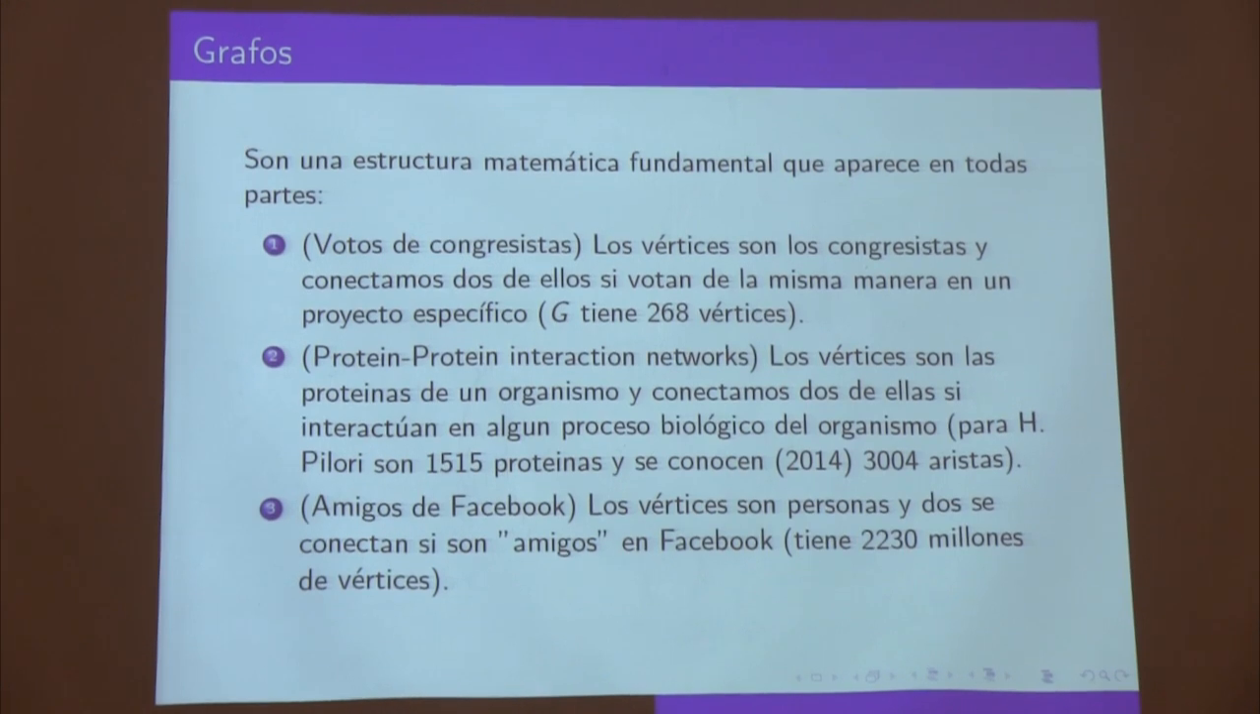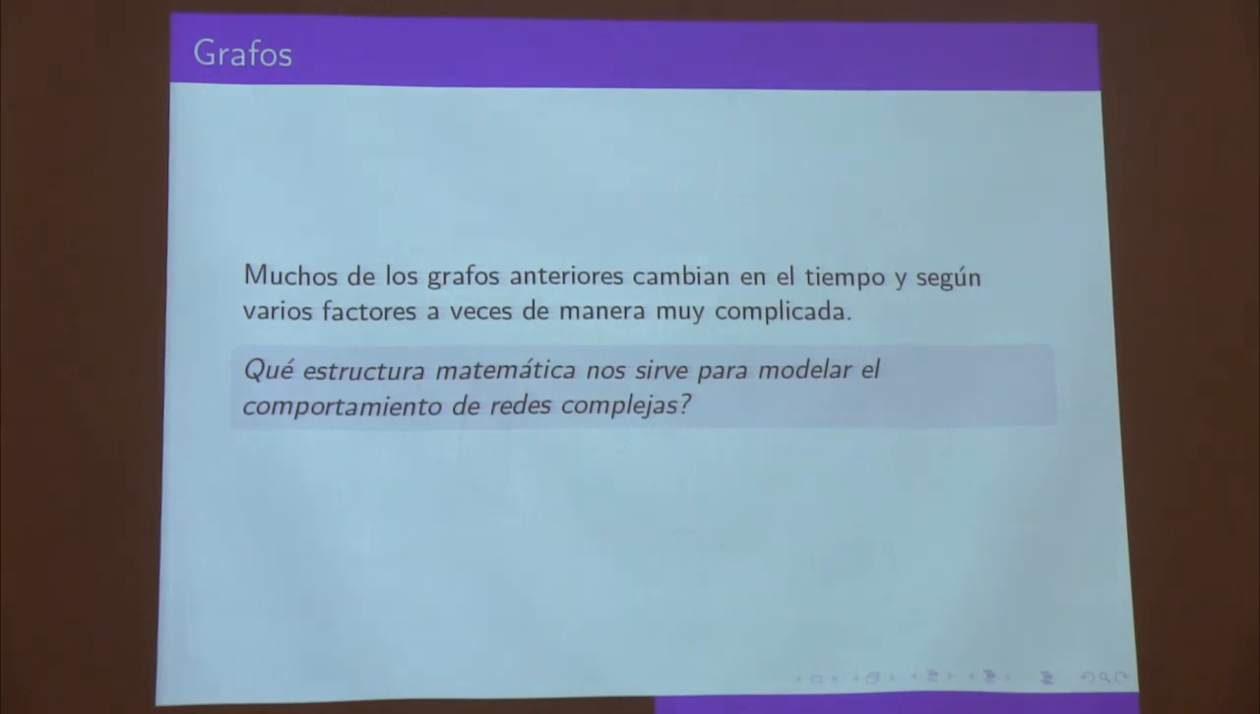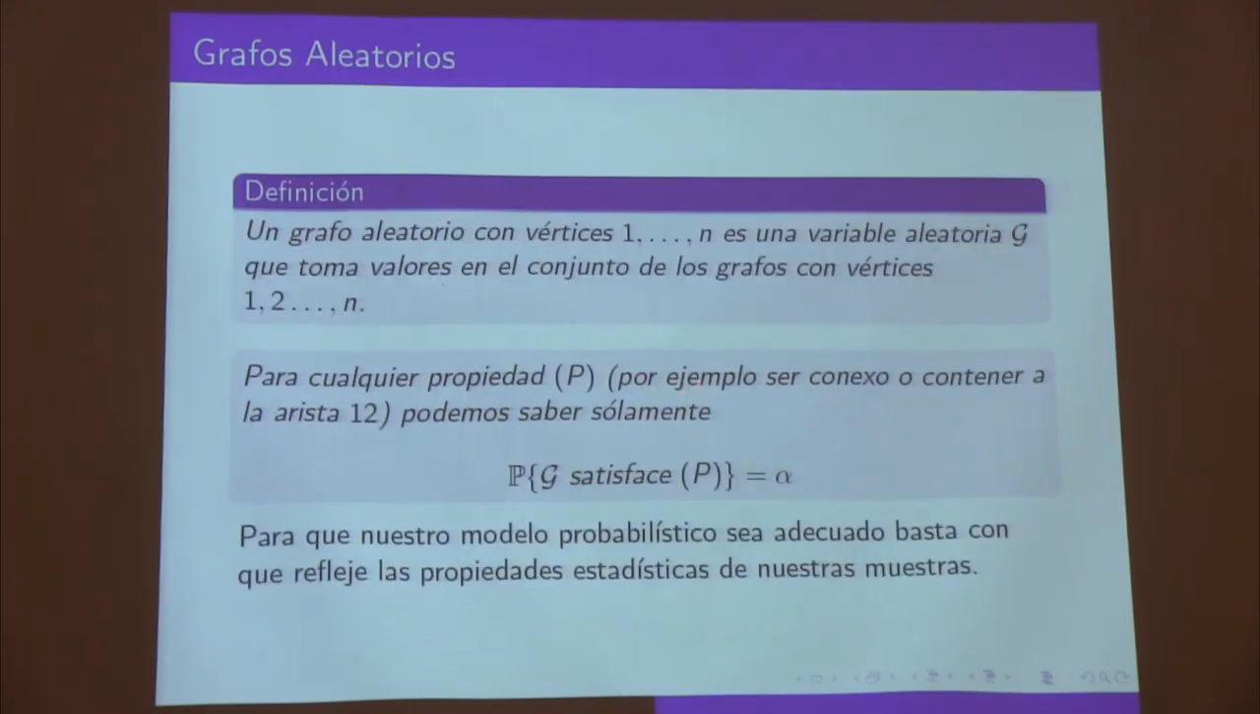Trying to model in detail the ways in which these graphs change is completely out of reach to any kind of modeling technique. So what people do normally is they refer to the formalism of random graphs. What kind of mathematical structure serves to model the behavior of a complex graph that's evolving? Typically people use what are called random graphs. So what's a random graph?